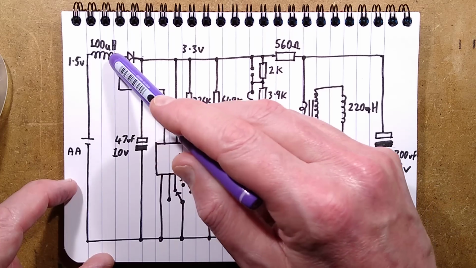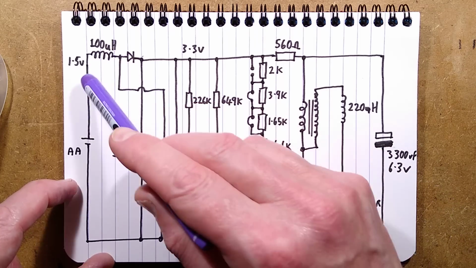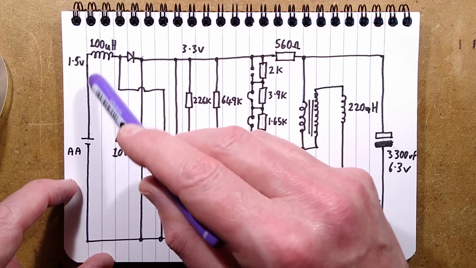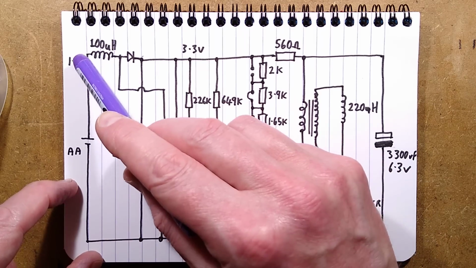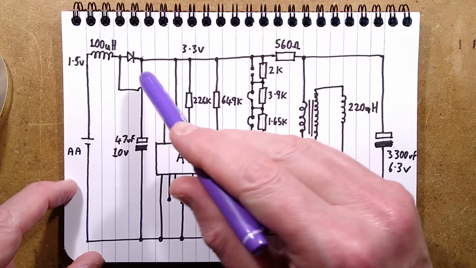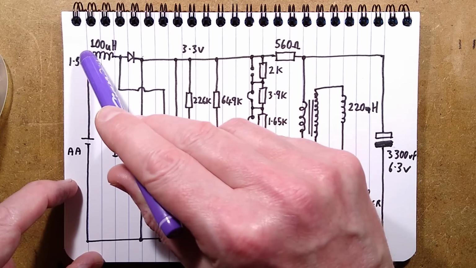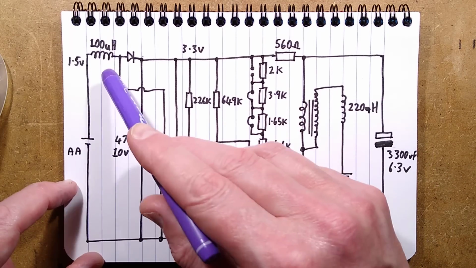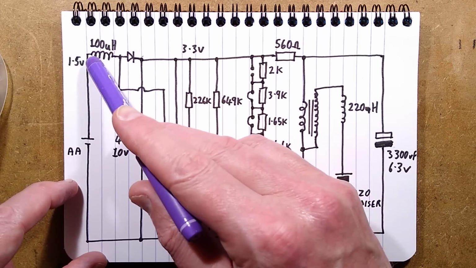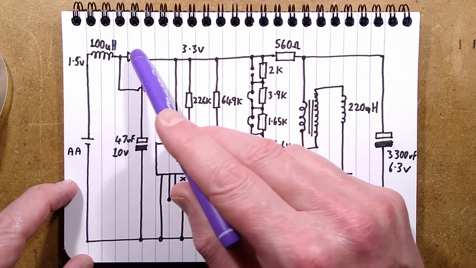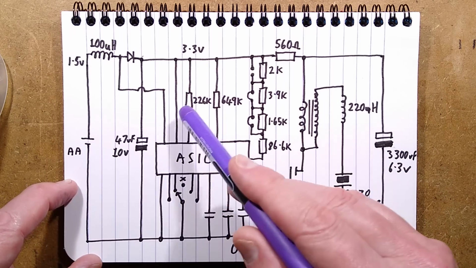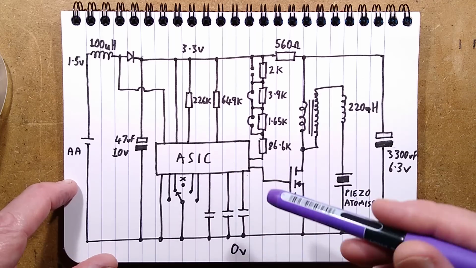So it pulls this end of the inductor down to negative, and because that end's positive, when the inductor is then turned off, the polarity reverses as the magnetic field collapses. This end goes positive, that end's negative. It adds on to the battery, but also, depending on the load, it will actually produce a higher voltage. And it goes via this diode and charges up this capacitor until the chip detects that it is 3.3 volts.